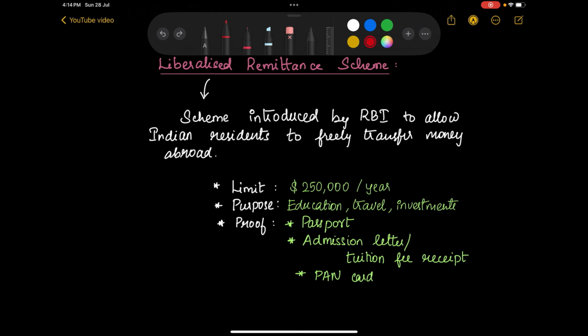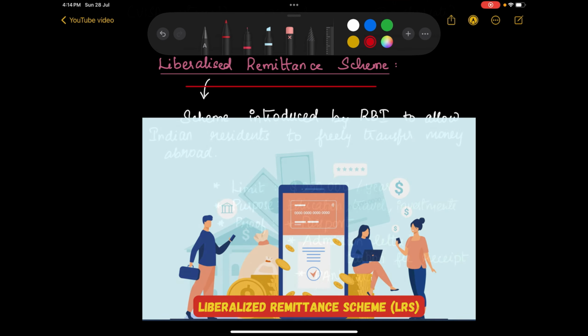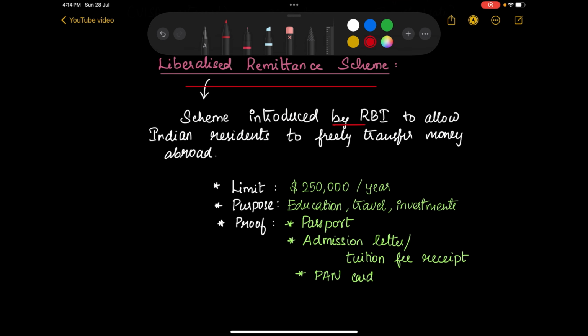As I had mentioned earlier, purpose of remittance is really important. After that, you'll have to show proof that you'll be transferring funds for that purpose. A scheme called LRS or Liberalized Remittance Scheme has been implemented for this reason. This scheme was introduced by RBI to allow Indian residents to freely transfer money abroad. The LRS provides the following features.